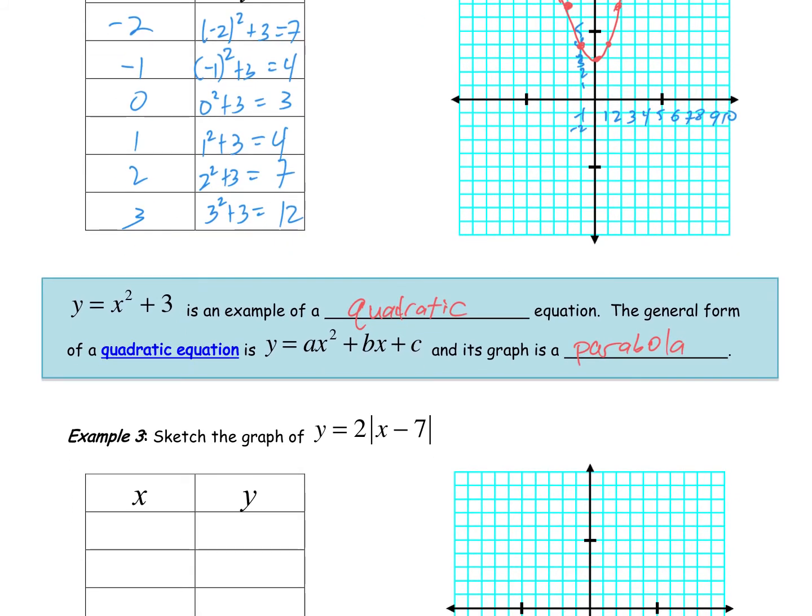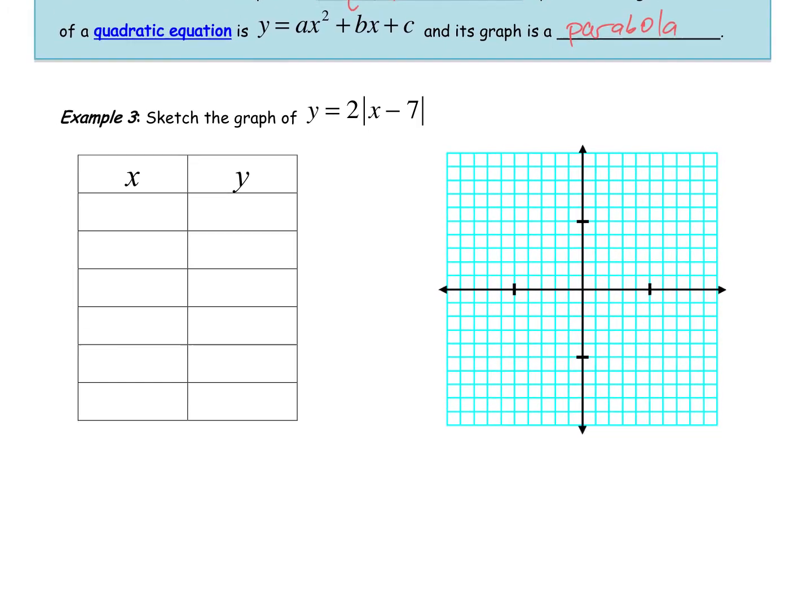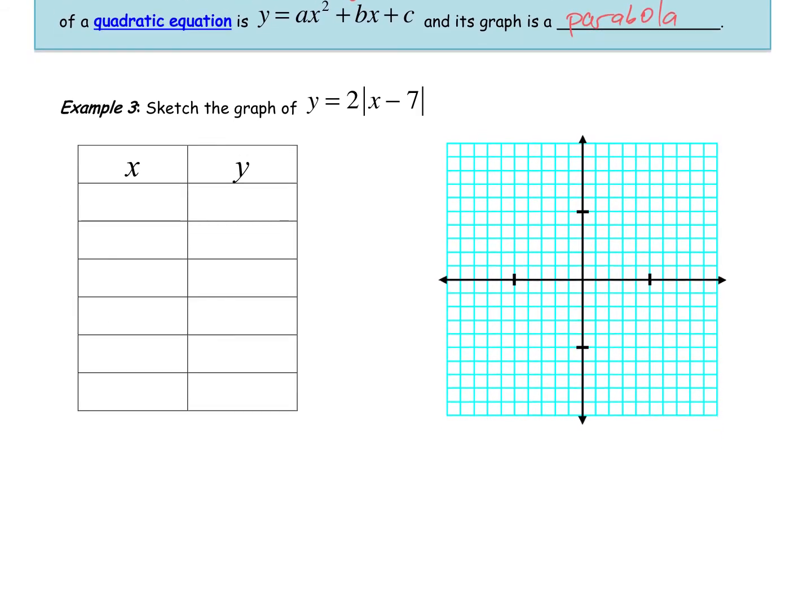In example 3, we're going to sketch an absolute value function. So we're going to sketch y equals 2 times the absolute value of the quantity x minus 7. So for today, we're assuming we don't know what this absolute value function looks like. So we're going to choose x values, and we're going to choose convenient values of x.